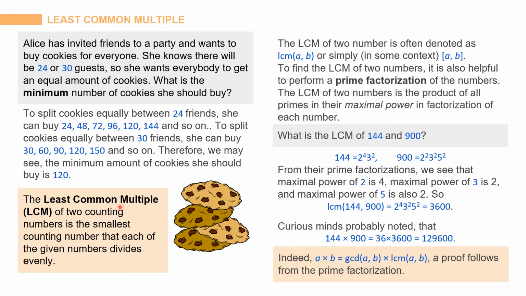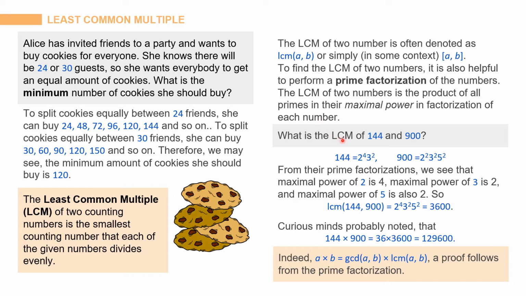The least common multiple, LCM, of two numbers is the smallest counting number that each of the given numbers divides evenly. So we often denote this as the LCM of A and B, or maybe the square bracket A and B. To find the LCM of two numbers, typically we perform the prime factorization of the numbers. The LCM of the two numbers is the product of all of the primes in their maximal power in the factorization of each number. So what does that mean?